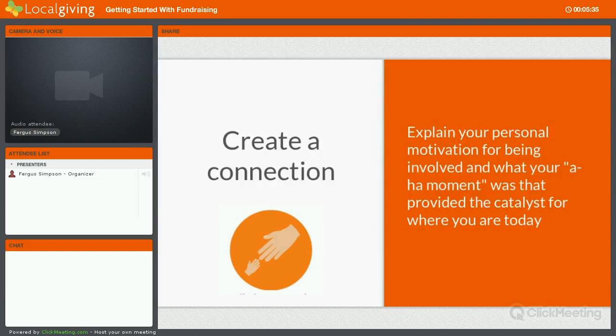It's definitely worth thinking about how you can create a connection, explain your personal motivation for being involved and what your aha moment was. What was the catalyst that got you involved in the organization? You need to remember that obviously you are involved in your organization every day and you understand the great work that you do, but this is for engaging new supporters online who may not know anything about your cause, and so you can explain to them on a personal level what it was that got you involved.